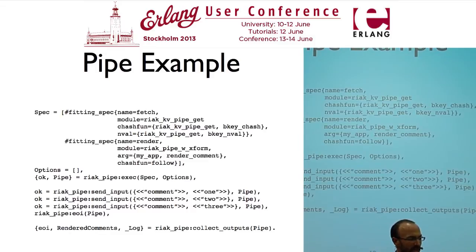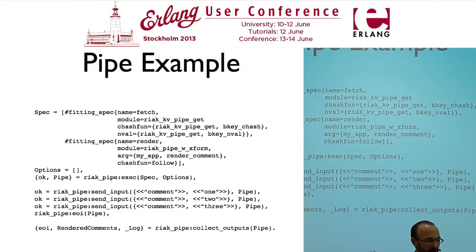The second stage is the render stage, and you can see we're using the C hash fun follow. There's no reason for us to take all of those values somewhere else to do the render. We'll just do the render on the nodes where the values are. Some other things to notice are the module definitions. That's going to tell Riak Pipe how this fitting operates, what this stage does. And this arg in the second one is just a static arg that will pass to the init for the worker. So we've defined 2 stages in a nice list.